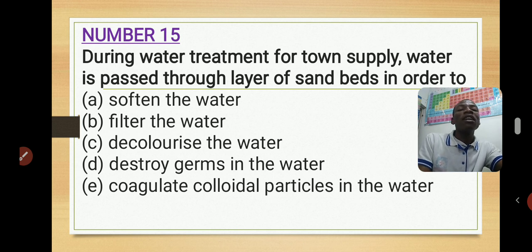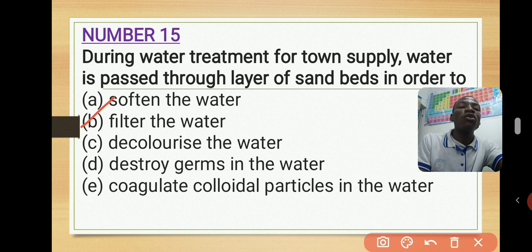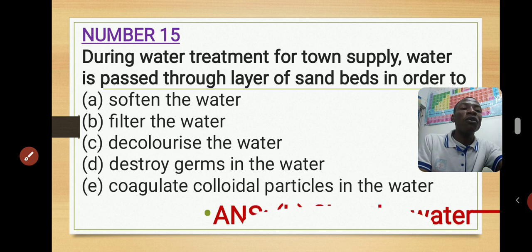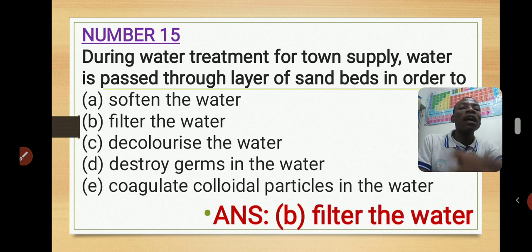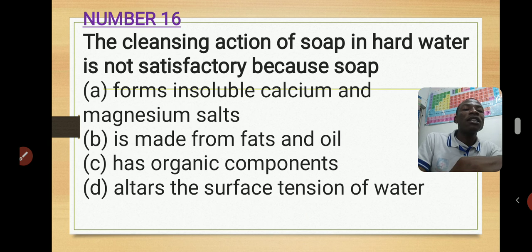Number 15. During water treatment for town supply, water is passed through the layer of sand bed in order to do what? To filter the water. So our answer there is option B, to filter the water. That's what we use the sand bed for, filtration. Number 16. The cleaning action of soap in water is not satisfactory. Why? Because soap forms insoluble calcium and magnesium salts, which is option A. Whenever you react soap with hard water, scum is formed.